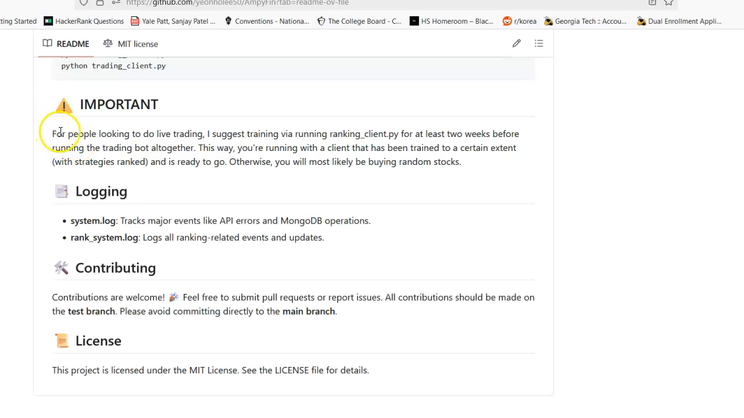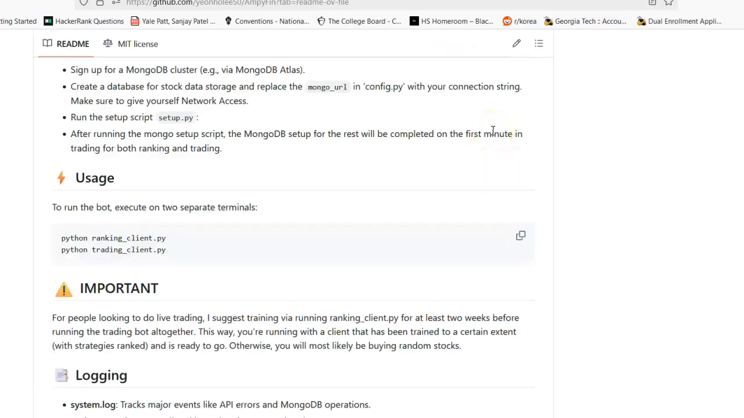This is something I want to point out. For people who are looking to do live trading, I would suggest running ratingclimb.py, and this is even for people who are looking to do paper trading to test out Ampyfin. Run ratingclimb.py for at least 2 weeks so that you have some sense of data. It still has a lot of recency bias, but it's still something to work off of. Because if you're running rankingclimb.py and tradingclimb.py simultaneously after all this setup, you're basically just trading with zero data, which is not good.